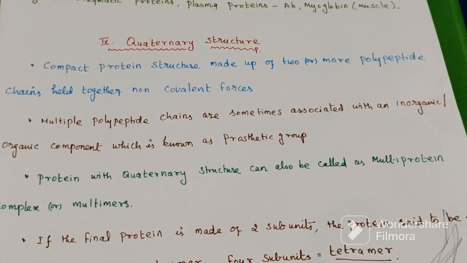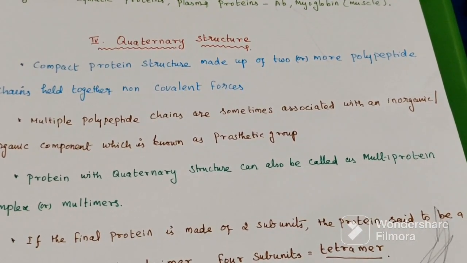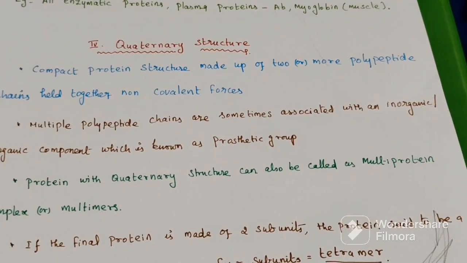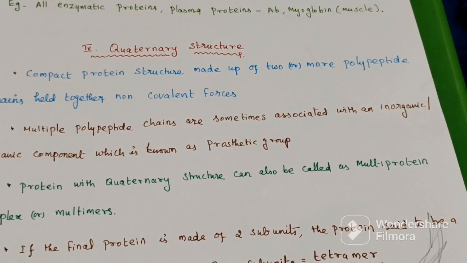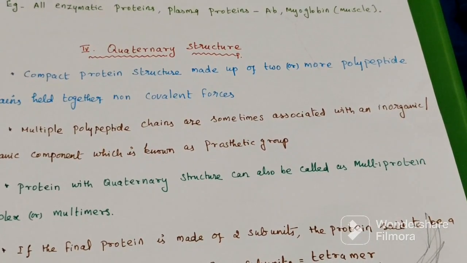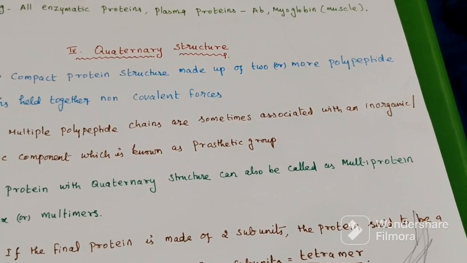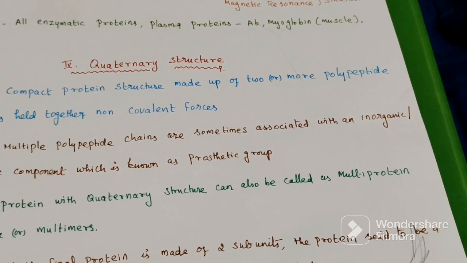Now the non-covalent bonding takes place in the first step. Now these polypeptides which are joined together are known as subunits. Until the subunits come together and are arranged properly, the protein will not be functional.